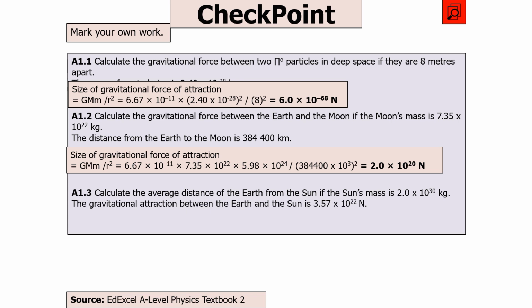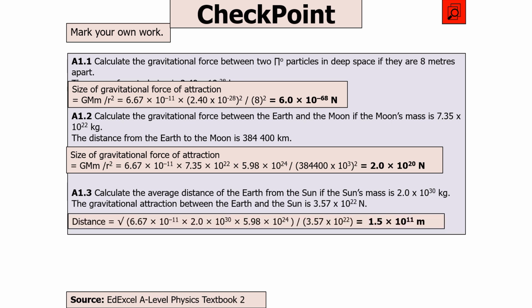F is equal to GMm over r squared, pop in all the numbers, and we get 2 times 10 to the 20 newtons. Always remember to be squaring the r value in that equation. And once again, we're now going to work the other way around. So we're using Newton's law of gravitational attraction, but we're now making r the subject.